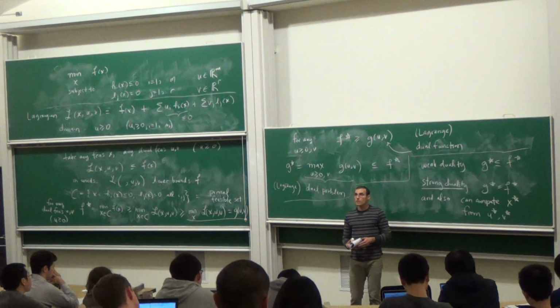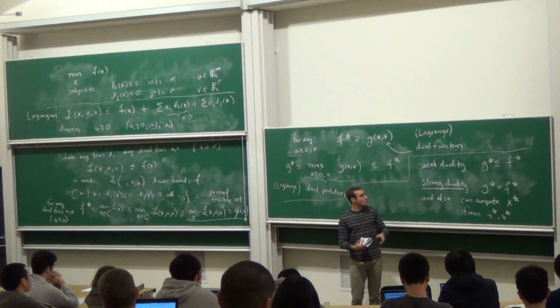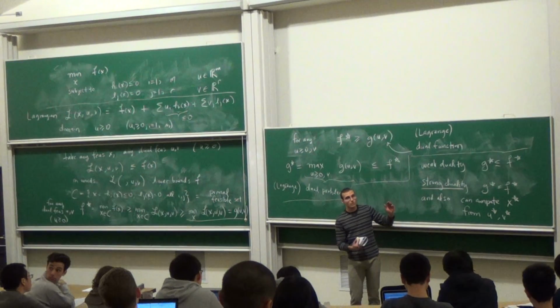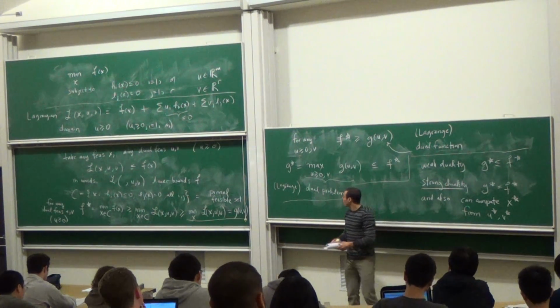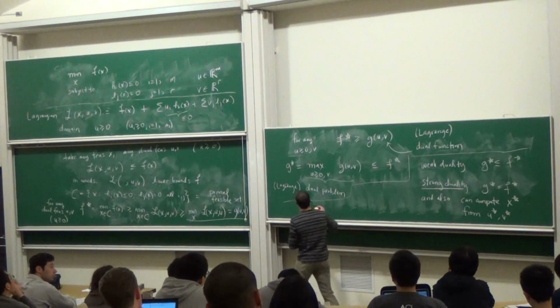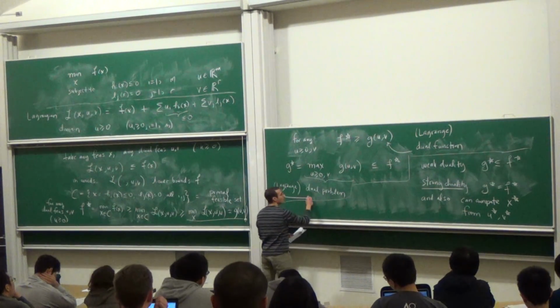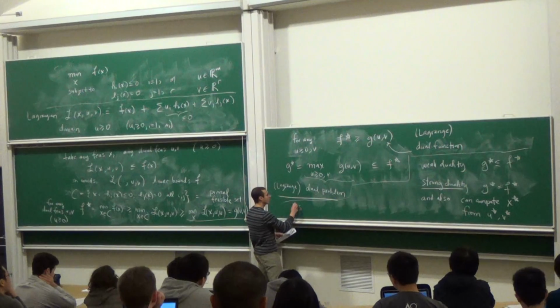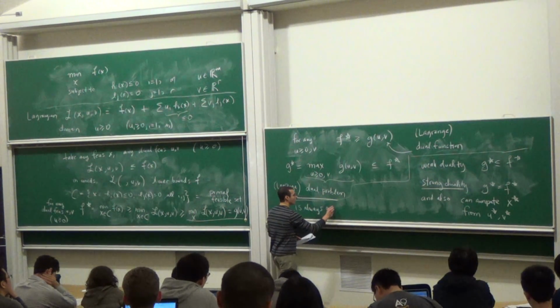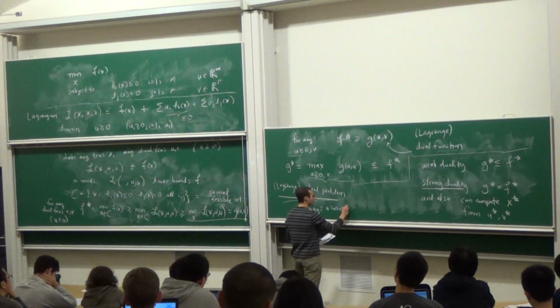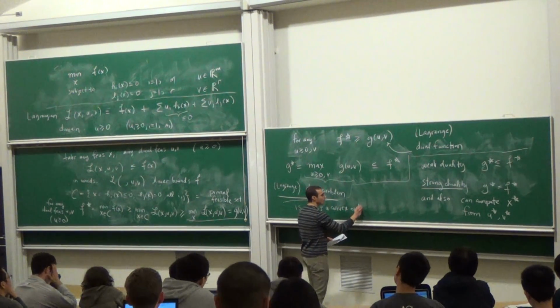Okay, so before we conclude today, I'll have a couple minutes left. I'm going to tell you two quick facts. The first is that this problem here, the Lagrange dual problem, is always a convex optimization problem.